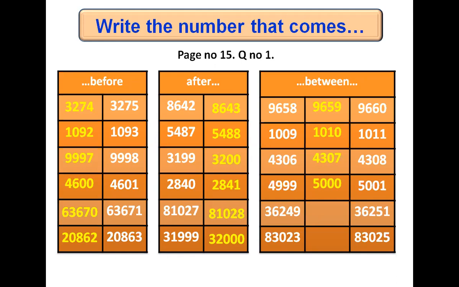The next numbers are 36,249 and 36,251. What comes between these two numbers? This is definitely 36,250. Last part, 83,023 and 83,025. What comes between these two numbers? This is 83,024. This was your yesterday's homework, which you had to do. I hope you will have self-checked yourself, and those who were not able to do it must have understood it now.